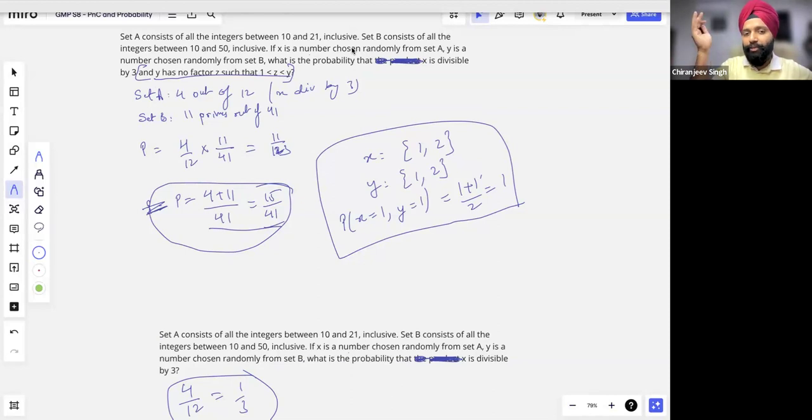When there is no constraint on y, then we have a 1/3 chance of this happening. But now we also have a constraint on y. We are not happy with any y. We are looking for specific y's. In this case, we were happy with all 41 y's. In this case, we are happy with only 11 of those y's. So the other cases are unfavorable for us. So the probability should come down, no?